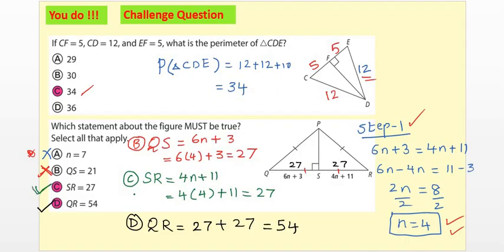This one is correct. Then in the last option they were saying find QR. QR means from here to here, how long this whole line is. So we got here in part B that this is 27 and this one is 27. So if you add 27 and 27, it gives you 54. So the last option is also correct. Hope it's clear for you.